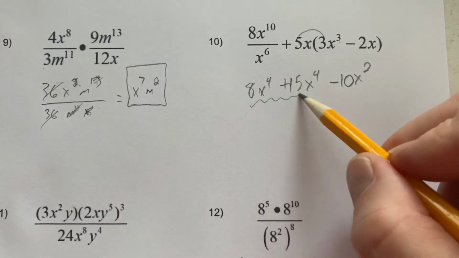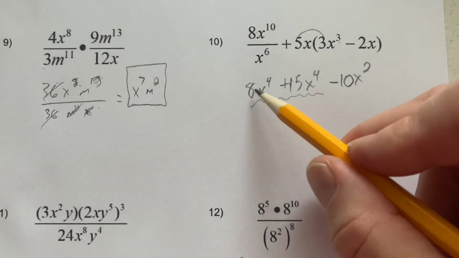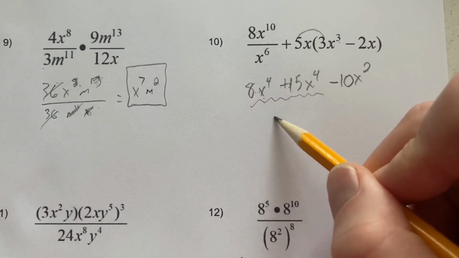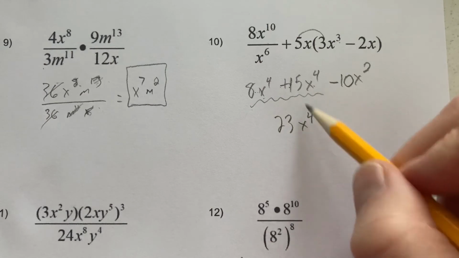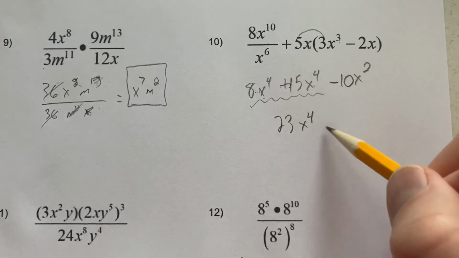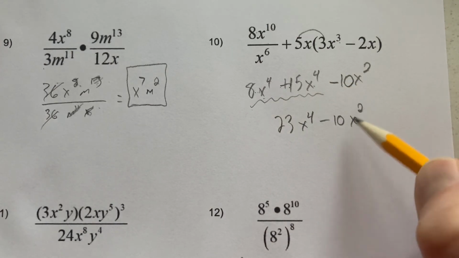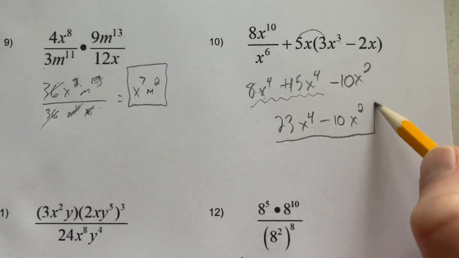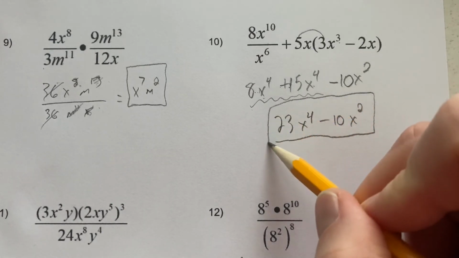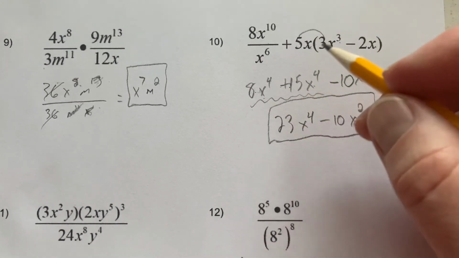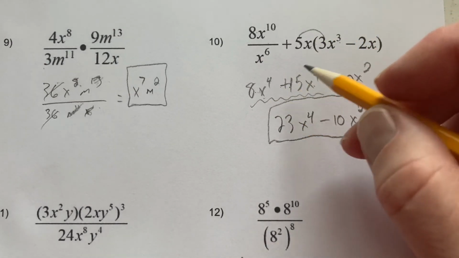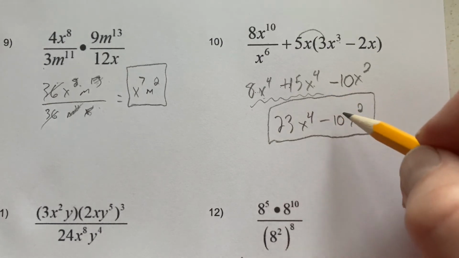Now these two are like terms. They're both x to the 4th. So if I have 8 of these plus 15 more of them, I'm going to have 23 of those. I'm not going to change it from x to the 4th. I'm going to leave it x to the 4th. And then minus 10 x squared. And the key here is to know when to stop, right? Those are not like terms. So even though we put some stuff together, again, it can get kind of confusing and you think you have to do something that you really don't. This is where we're going to stop right there.